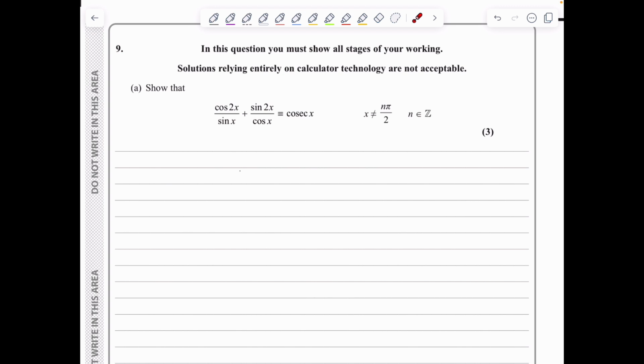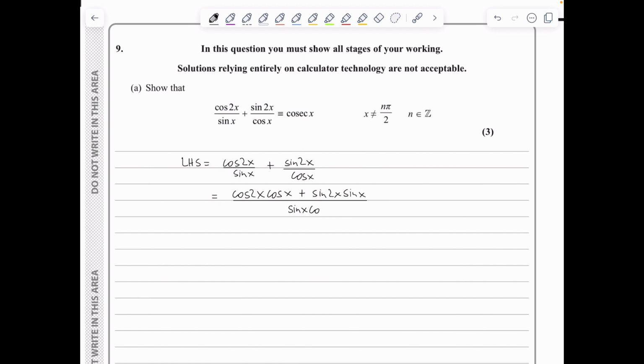In 9a, we need to show that cos of 2x over sine x plus sine 2x over cos x is equivalent to cosec x. So we need to prove the given identity. I will start from the left-hand side, and I will express everything over the same denominator. So we're looking at cos of 2x times cos of x plus sine 2x times sine x, and all of it over sine x times cos x.